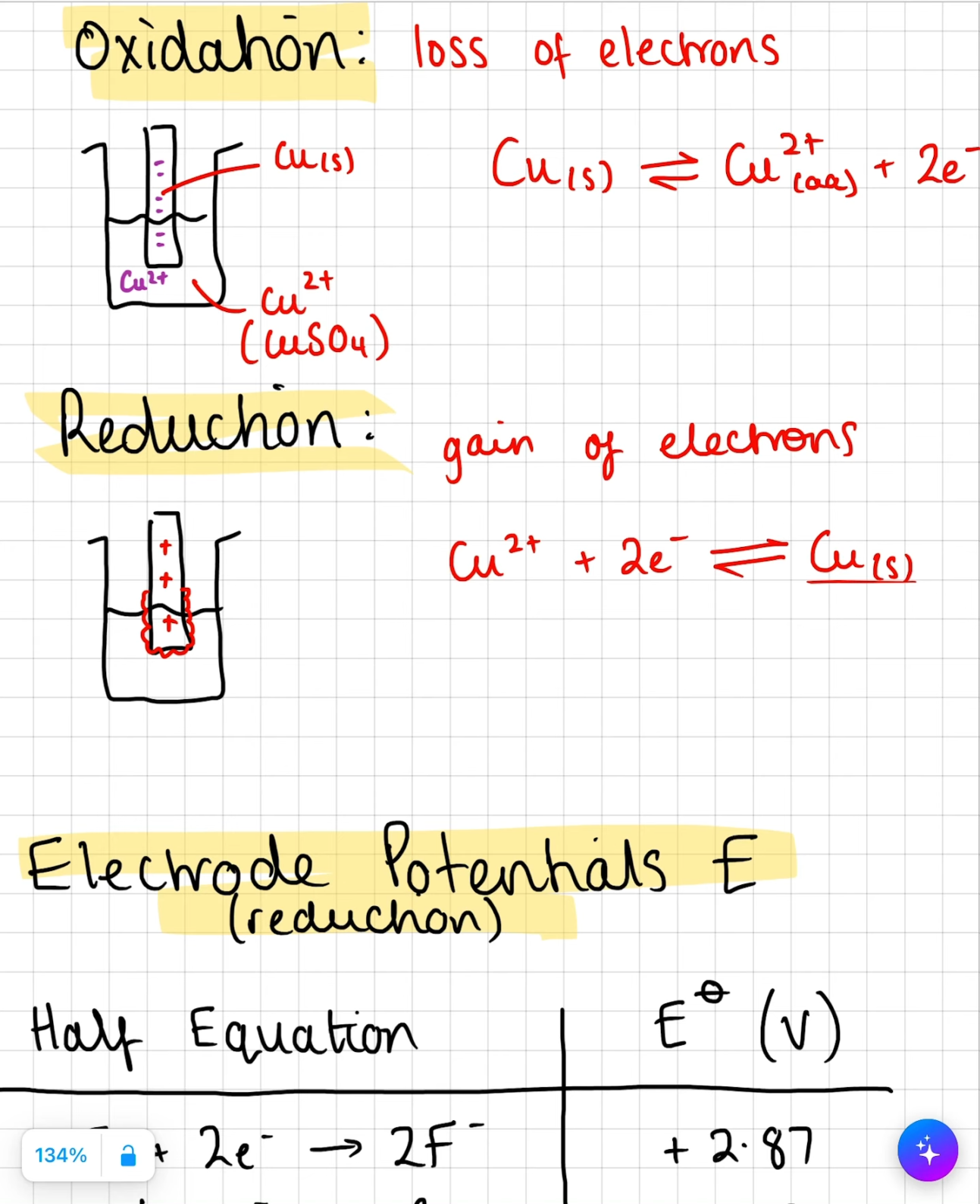Similarly, in the oxidation process, we are reducing the amount of copper atoms. So what we would see is the copper electrode would begin to wear away, because some of the copper atoms have moved into solution as copper ions.